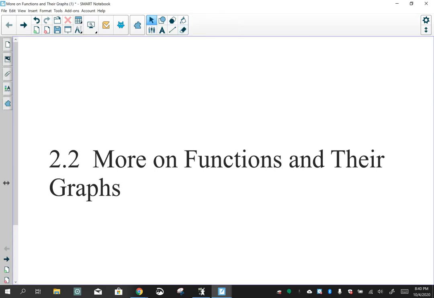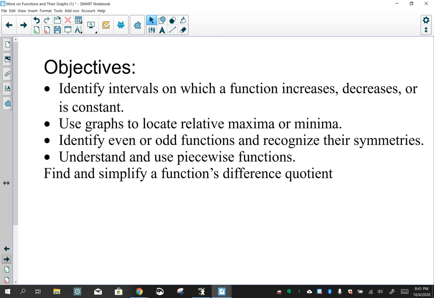Hello, everybody. All right, so we are moving on to section 2.2, which is more on functions and their graphs. What we're going to focus on in this one is identifying intervals where a function is increasing, decreasing, or constant. We're going to look at graphs and locate their relative maxima and minima. And then we're going to identify if it's an odd or even function and even recognize some of their symmetries. After that, we're going to understand and use piecewise functions. And then finally, the funnest one of all is to find and simplify a function's difference quotient.